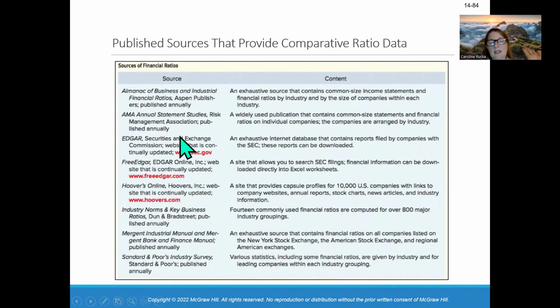All right. Here is a summary of different sources for continued information on financial analysis.